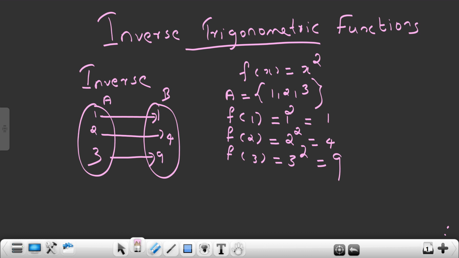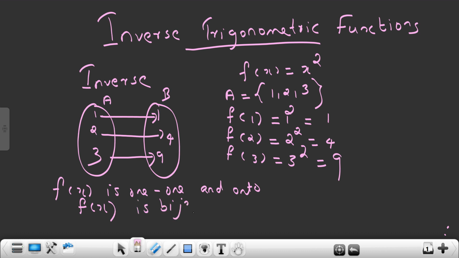Here f of x is one-one and onto. Therefore, f of x is a bijection. f of x is bijective. Therefore, f inverse exists.